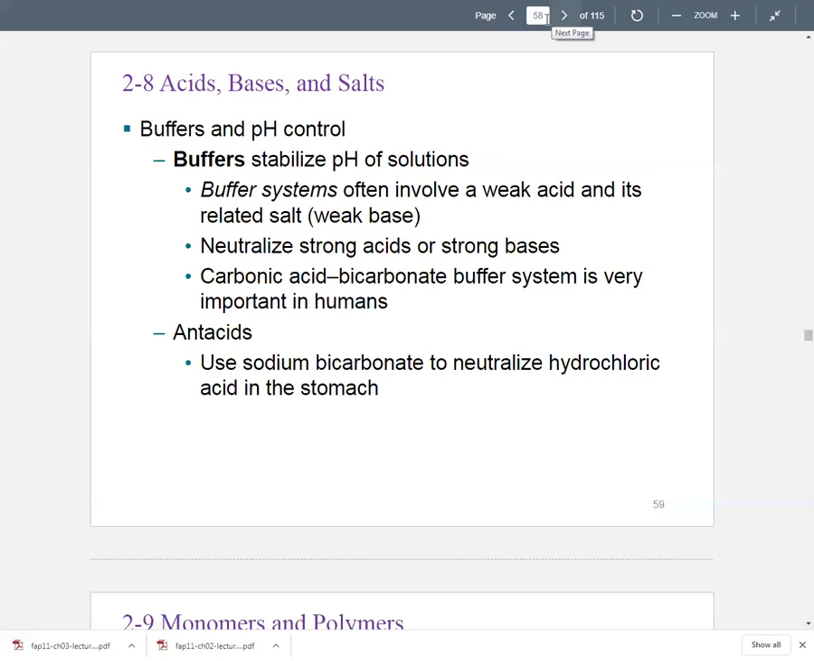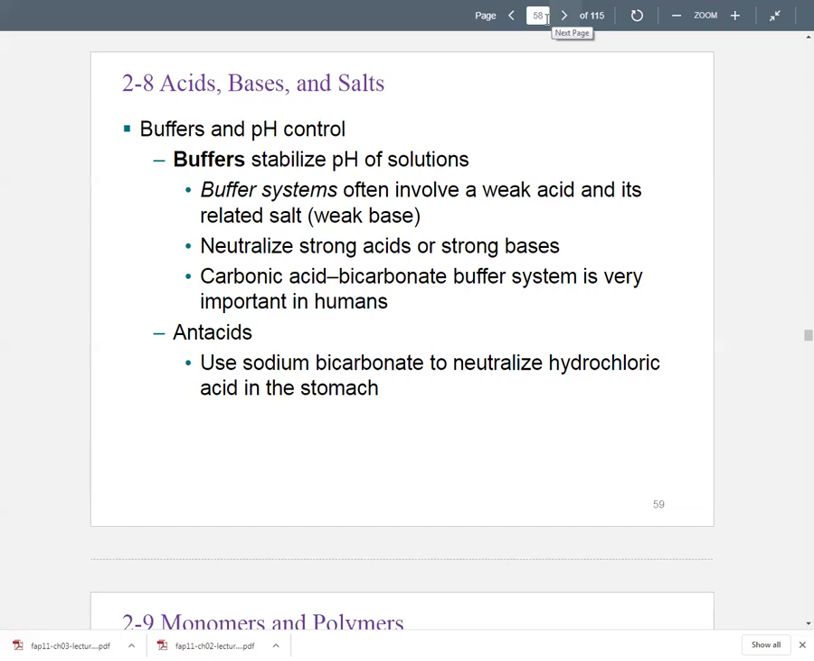Okay, we talked about stabilizing pH with weak acids and bases. Buffers are important for that. So buffers stabilize the pH of your solutions in your body, or even just in a chemical setting or in a chemistry lab. So buffer systems will involve a weak acid and its related salts, which would be a weak base. All right, so their role is to neutralize strong acids or strong bases. And they do that, and that helps them stabilize pH.